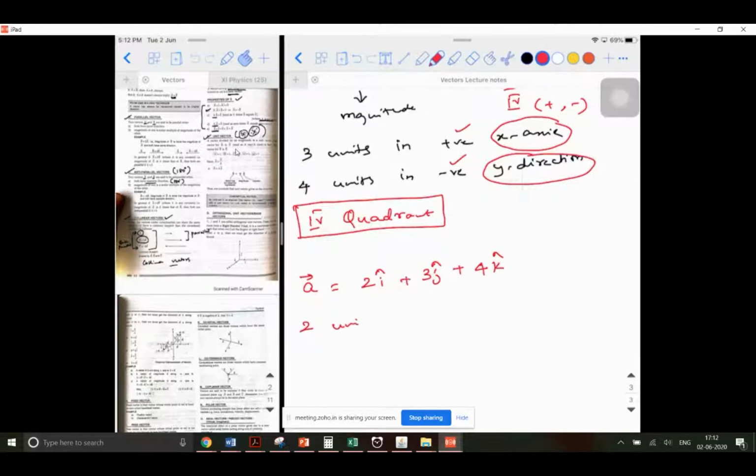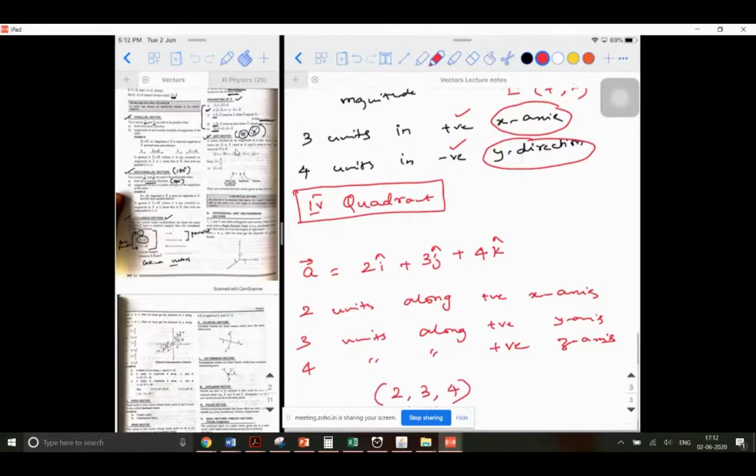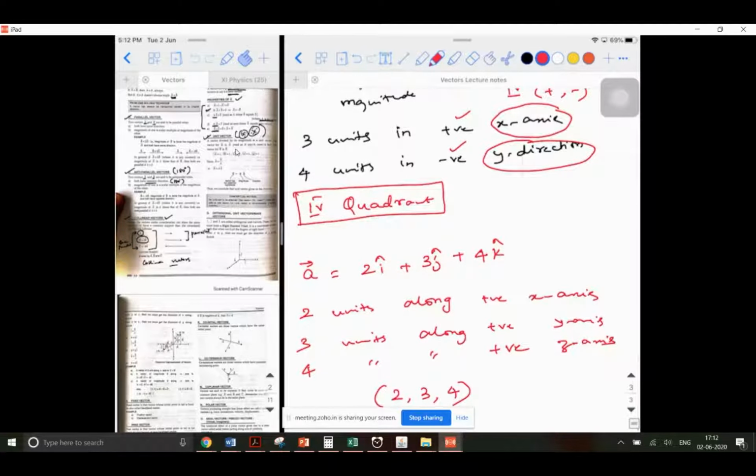It is 2 units along positive x-axis. The same story again, nothing different. So 3 units along positive y-axis, and 4 units along positive z-axis. This concept you can relate to three-dimensional geometry. When I say three-dimensional geometry, you can write the coordinates of this point as (2, 3, 4). Anyways, about this concept you will learn later in your math.